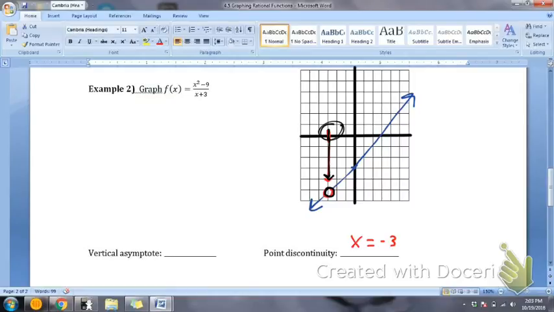Questions on example 2? Okay, example 3. Why don't you see what you can do on your own on example 3? I'm going to pause the video and I want you guys to go ahead and start example 3. And we'll see if we get the same thing.